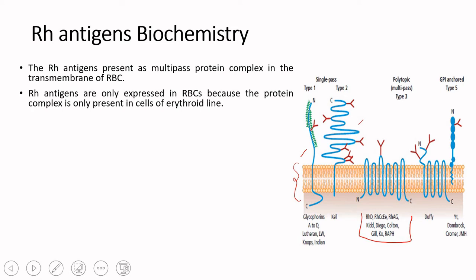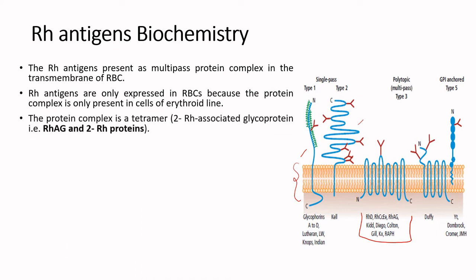The Rh antigens are only expressed in RBCs because the protein complex is only present in cells of the erythroid line. See, earlier we have seen that ABO antigens are not only present on RBCs but they are also present on epithelial cells. But in this case, the Rh antigens are only expressed in the cells of the erythroid line, and that is why their presence is only confined to the RBC.